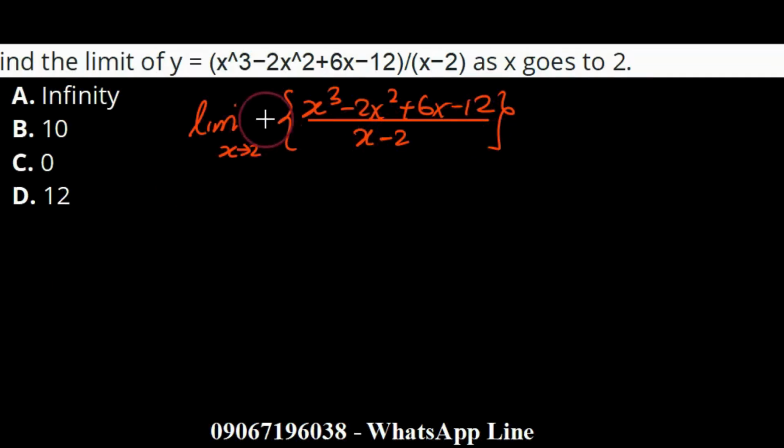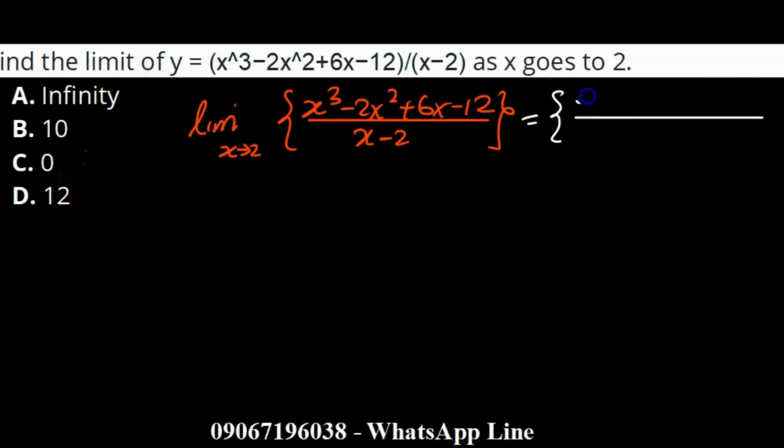Now one of the first methods to do this is direct substitution. By direct substitution, we're going to substitute x equal to 2 into this to find out what it's going to give us. Anywhere you see x, you put in the value. All right, so let's work that out and see what we're going to get.